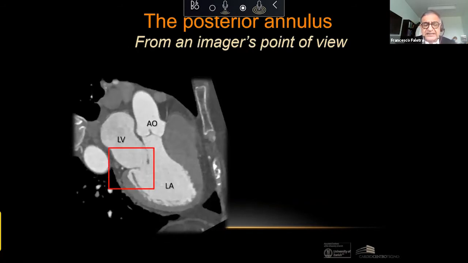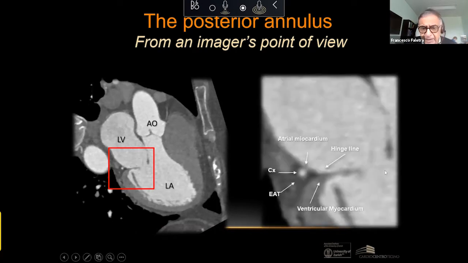We can see this kind of convergence of structures with the CT scan. For example, just have a look at this image here. We have the hinge line, the ventricular myocardium, the atrial myocardium. This darker area is the adipose tissue. In this case, we also have the circumflex artery here.